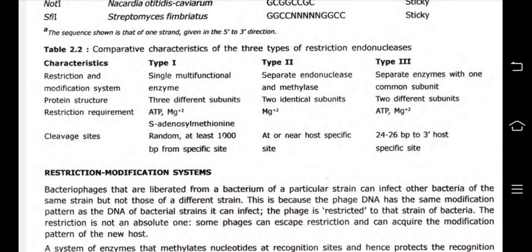Restriction requirement: ATP, Mg2+ and S-adenosyl methionine. Then Mg2+ is the requirement for type 2, and ATP and Mg2+ are the requirement for type 3. ATP is not needed in type 2, that is the point. Then cleavage sites: random, at least 1000 base pairs from the specific site. In case of type 2, at or near the host specific site. Then type 3, 24 to 26 base pairs to the 3' of the host specific site.